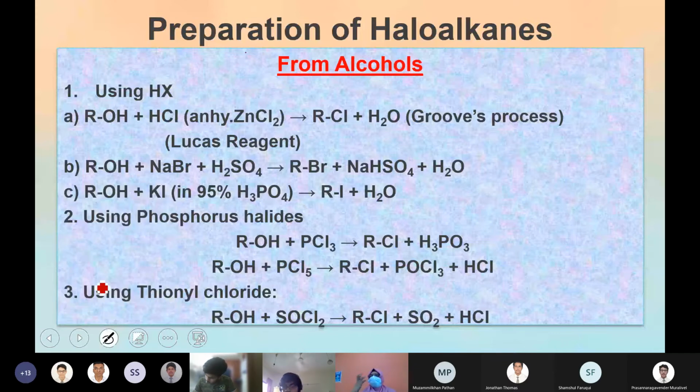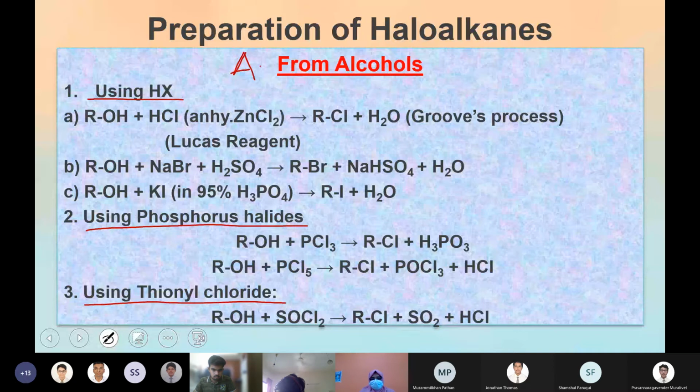A, from alcohol. From alcohols, you can convert alcohols into haloalkanes using hydrogen halides, using phosphorus halides, using thionyl chloride. There are three different methods in which alcohols can be converted to alkyl halide. First one, using hydrogen halide. HX means any hydrogen halide. You can take HCl, HBr, HI or HF. And the first method is using Lucas reagent.